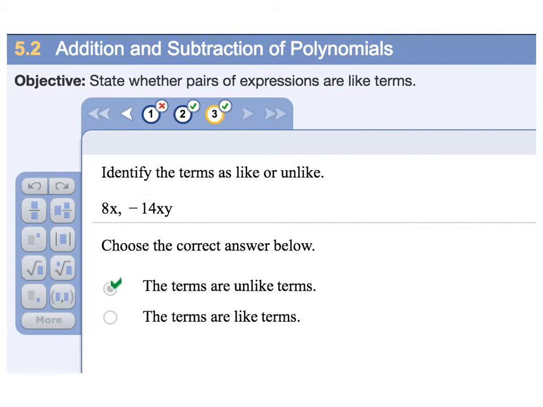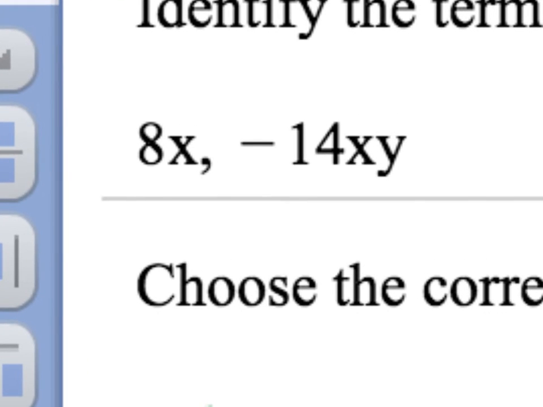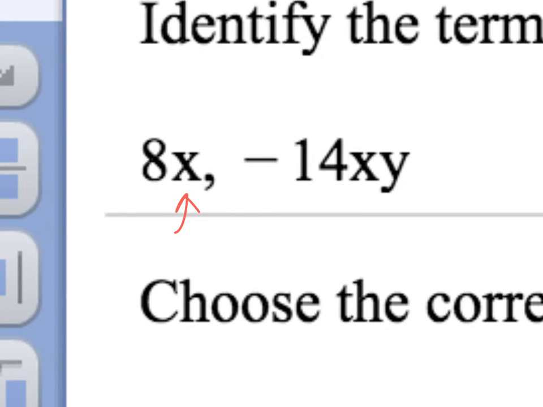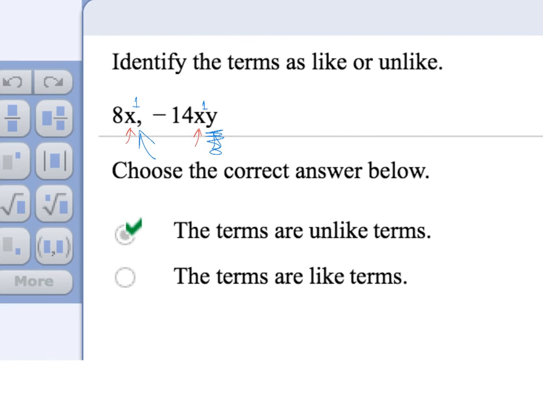So here we're supposed to identify if they're like or unlike terms, and you can see they both have the x as our variable. They both have the x being raised to the first power because there's no explicit exponent, so that means it's 1. And right here, there's no explicit exponent, so it must be a 1. So in both cases, we have an x being raised to the first power, so that might say that they're like terms, but actually they are unlike terms because this one has a y and this one does not. So that's why they are unlike terms.